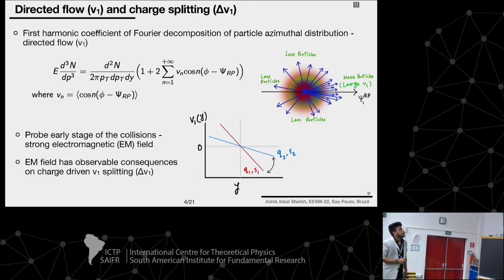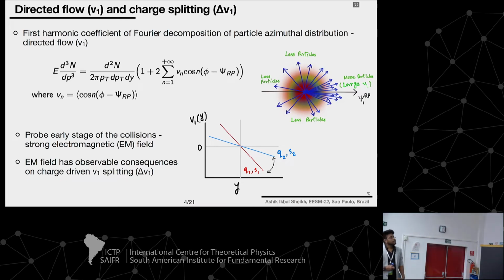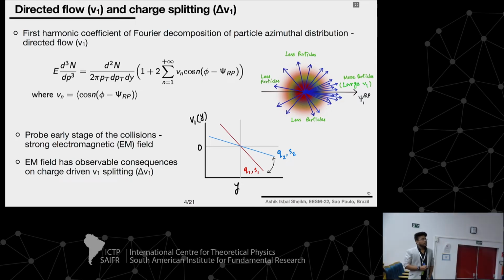Anisotropic flow is an important observable to characterize heavy ion collisions, and it can be expressed in terms of a Fourier decomposition of the final-state azimuthal particle distribution, as shown by the expression right here. The different Fourier coefficients are called the flow coefficients, vn. For directed flow, this is the first-order harmonic coefficient v1, and v2 is the elliptic flow, and so on and so forth. v1 is basically produced at the early stage of the collision, and it can probe the strong electromagnetic field.